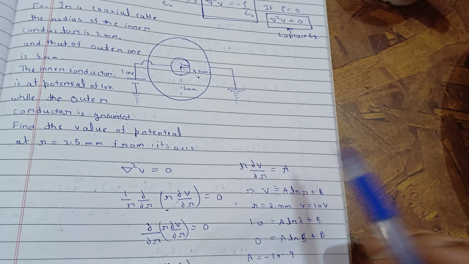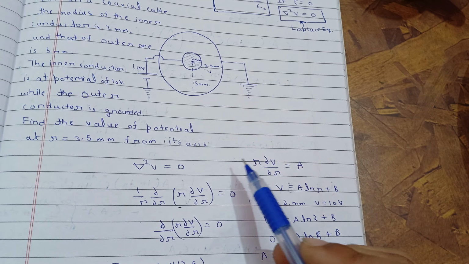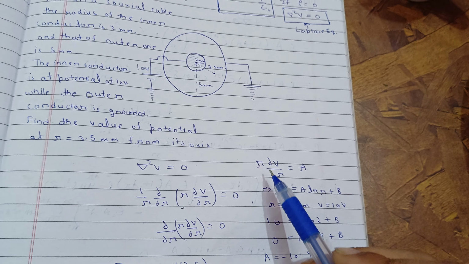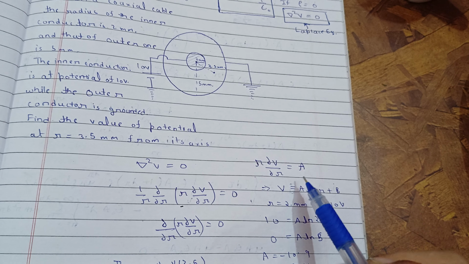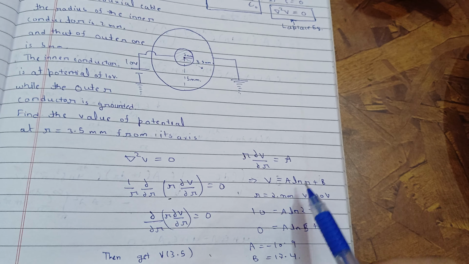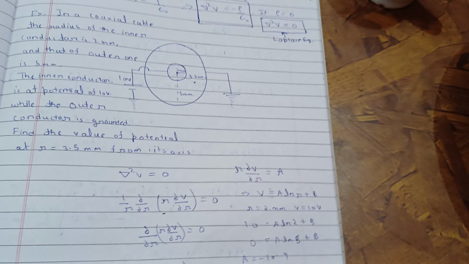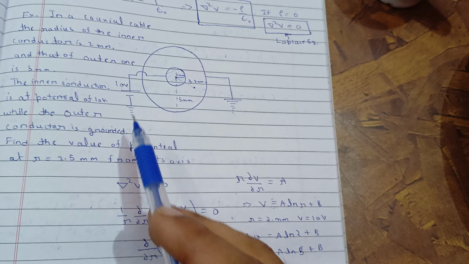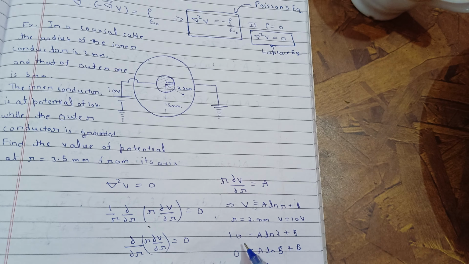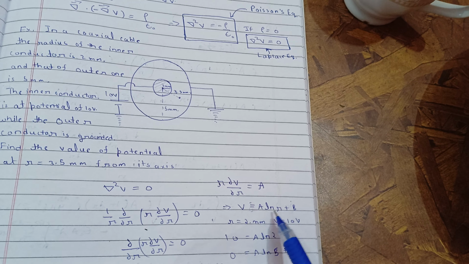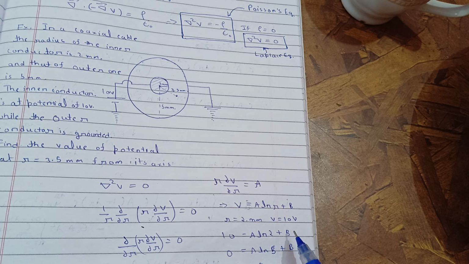From here we can use separation of variables. Take del R with R and A here, and del V. So integrating del V gives V, and integrating A upon R del R gives A log R plus B, where B is some other constant. Now some initial conditions are given, that at R equal to 2 mm it is 10 volt. So V is equal to 10 at R equal to 2, so it will be A log 2 plus B, so we get one equation.